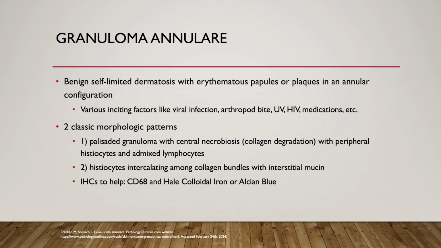And then number two is a little bit harder. You'll have histiocytes intercalating among collagen bundles with interstitial mucin, and you can get a CD68 to highlight the histiocytes, and the Hale's colloidal iron and Alcian blue.